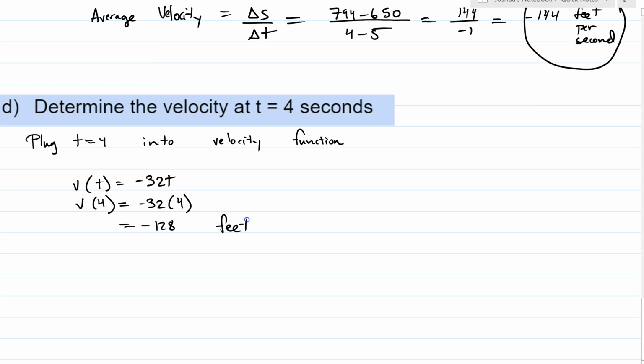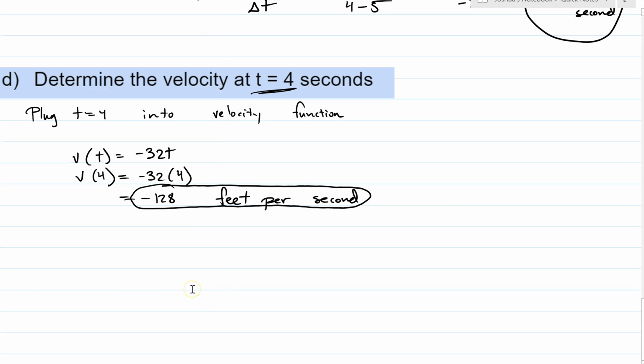And reminder, the units we're working with are feet per second. So after 4 seconds, the penny's been traveling for 4 seconds. This is how many feet it moves in 1 second at t equals 4. So that's moving pretty fast. And let's check out part E now.